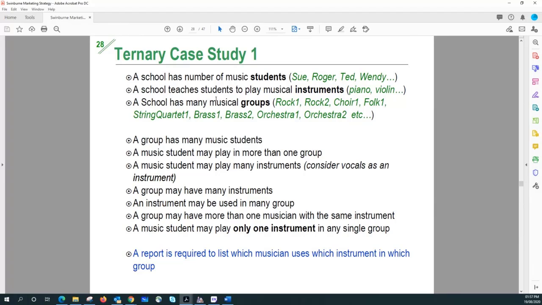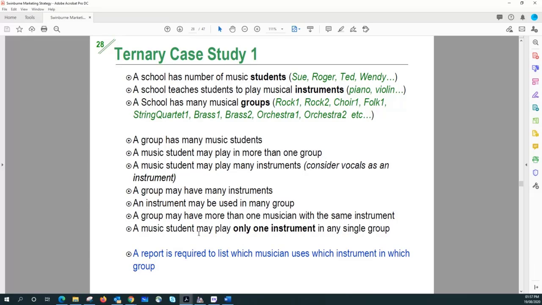And then a school teaches students to play a musical instrument. There are many musical instruments in the school: pianos, violins, drums, bass, guitars, etc. And then a school has many musical groups. They even have names for the musical groups, like rock band 1, rock band 2, choir 1, choir 2, folk 1, etc. And then they have given a bunch of business rules.